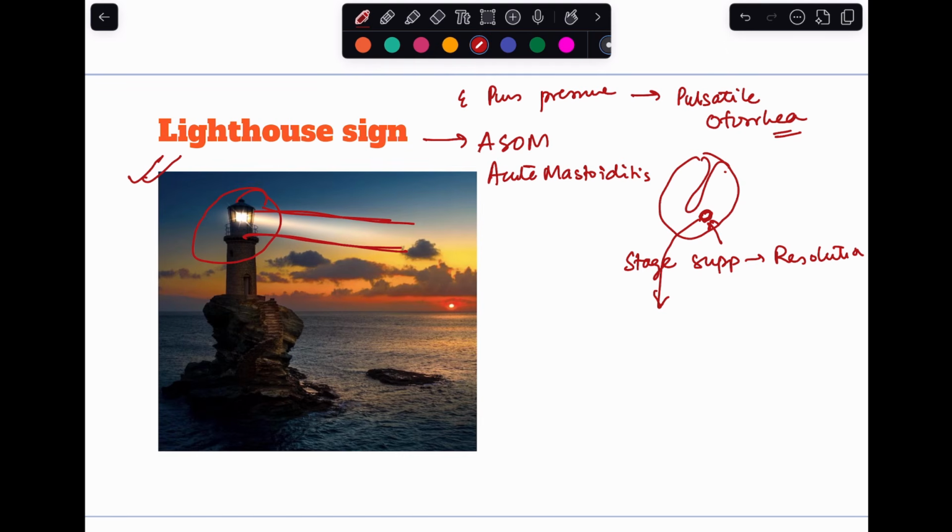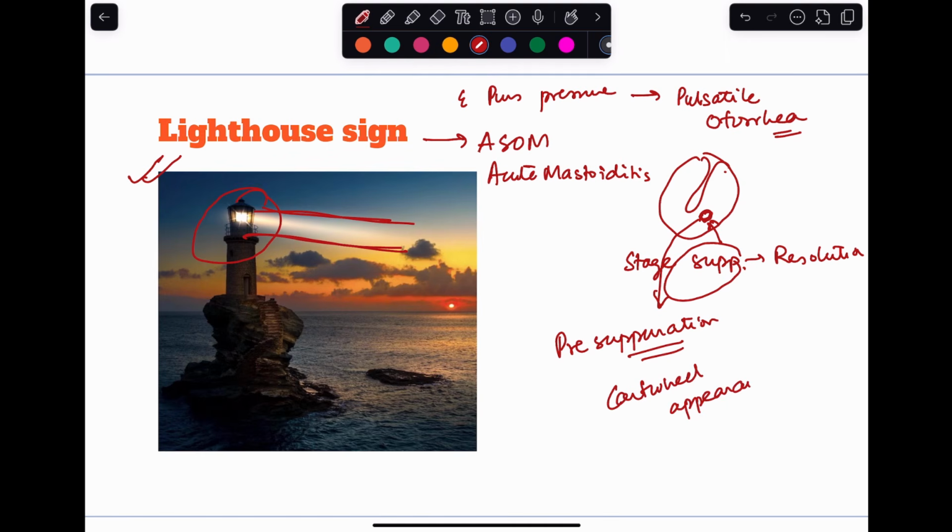One MCQ question over here is, can you tell me what sign you would see in a case of ASOM where there is a stage of pre-suppuration? So we know that in the stage of suppuration, we see the lighthouse sign. In the stage of pre-suppuration, there is a particular appearance of the tympanic membrane known as the cartwheel appearance, where, just like a cartwheel, there is a leash of blood vessels running radially all around the tympanic membrane.